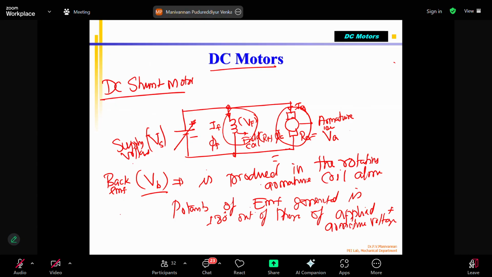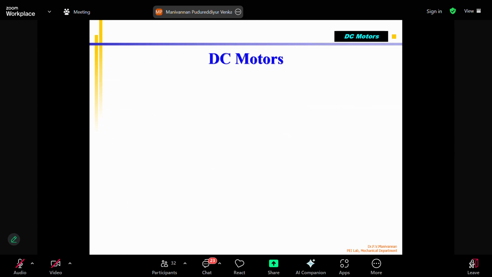So now that we have applied the supply voltage to both, we can write a voltage equation, which is called Kirchhoff's voltage equation, KVL.